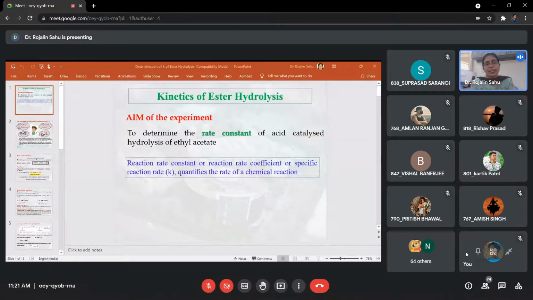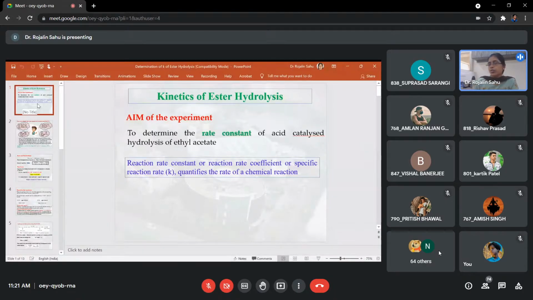So let us start it quickly because it is a lengthy experiment. If it were offline, more than 3 hours would be required for this experiment, but it is online, so we can complete it in time. Today we will perform the experiment on the kinetics of ester hydrolysis.